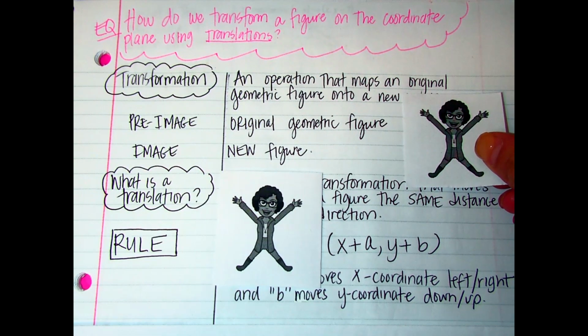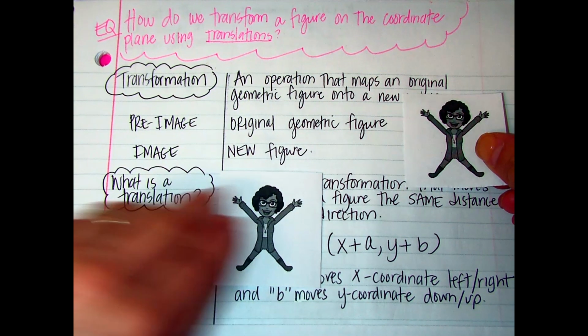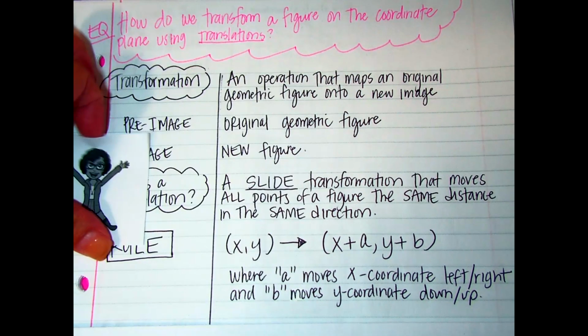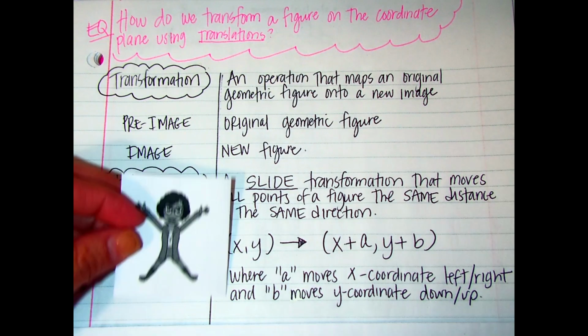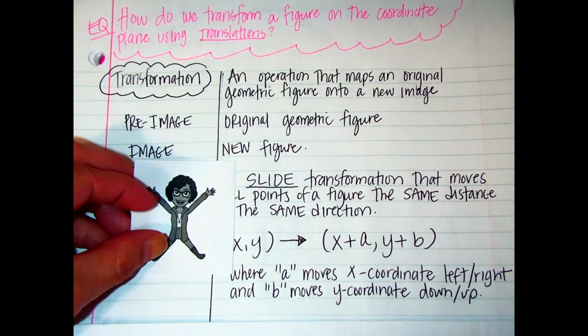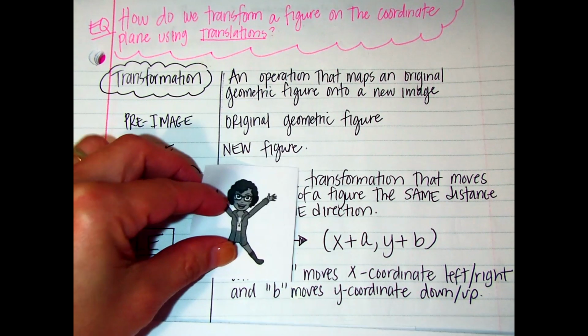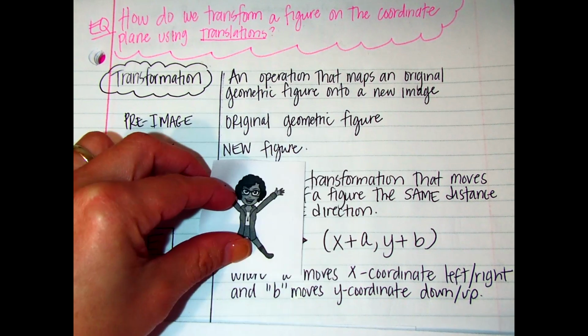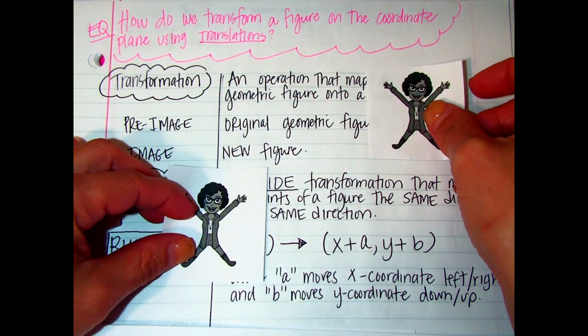And what we're going to be doing today is we're going to be using a translation. So a translation for us is a slide transformation that moves all points of a figure the same distance and in the same direction. So if I have this figure here, all I'm going to do is slide it somewhere, either left or right, and then up and down to get to a new location, okay? So it's a slide transformation.